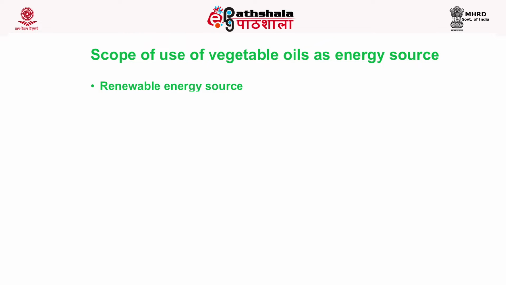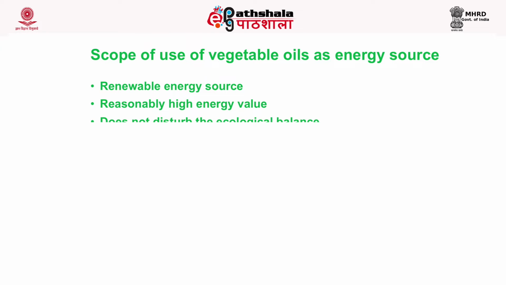Now, scope of use of vegetable oil as energy source. It is a renewable source of energy. That means that it can be replenished after a very short period of time. So, it has a crop rotation of, in some cases, 1 year, and in some cases, 6 months.